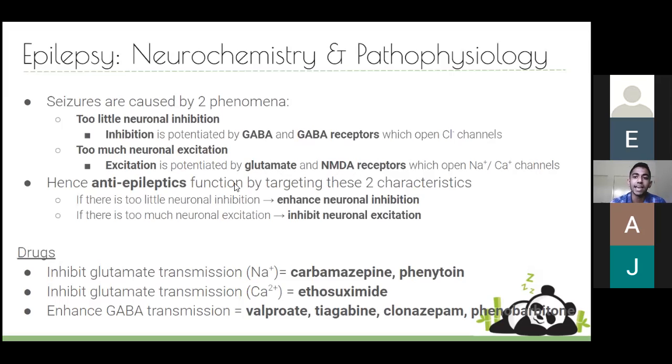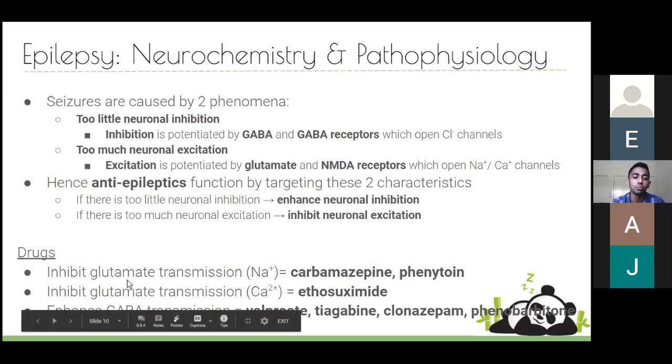So we basically use our anti-epileptics to counteract this. If we've got too little inhibition, we're going to enhance our inhibition. We're going to increase the amount of inhibition going on. If we've got too much excitation, then we're going to inhibit the amount of excitation going on. And that's how our drugs are working. That's how we like to think about them, and that's how I'm going to categorize them as we talk about them. So we're either going to inhibit glutamate transmission through sodium or calcium, or we're going to enhance GABA transmission through a bunch of these drugs.